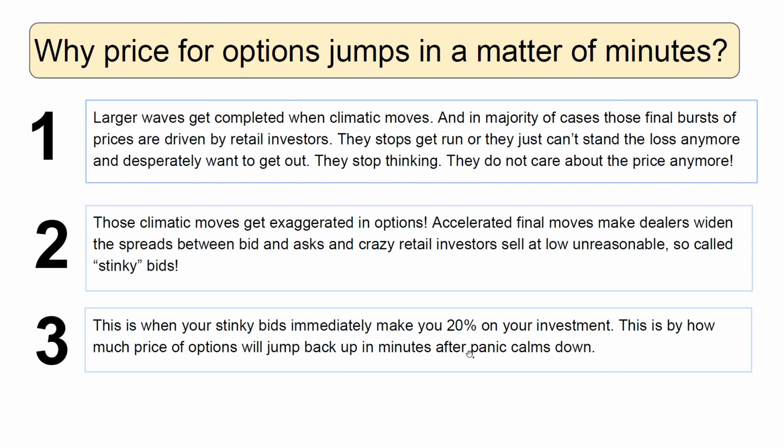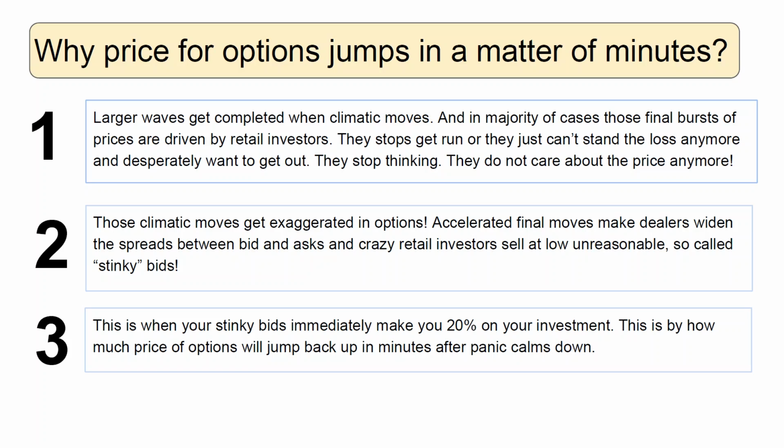So let's talk about the reasons why the price of options jumps that much in a matter of minutes. Remember, the price of the underlying asset went up only by 10 points, while the price of options dropped by 50%. We were talking about the completion of wave 3, impulsive wave 3, and normally any wave in an impulsive 5-wave structure gets completed with some climactic moves.